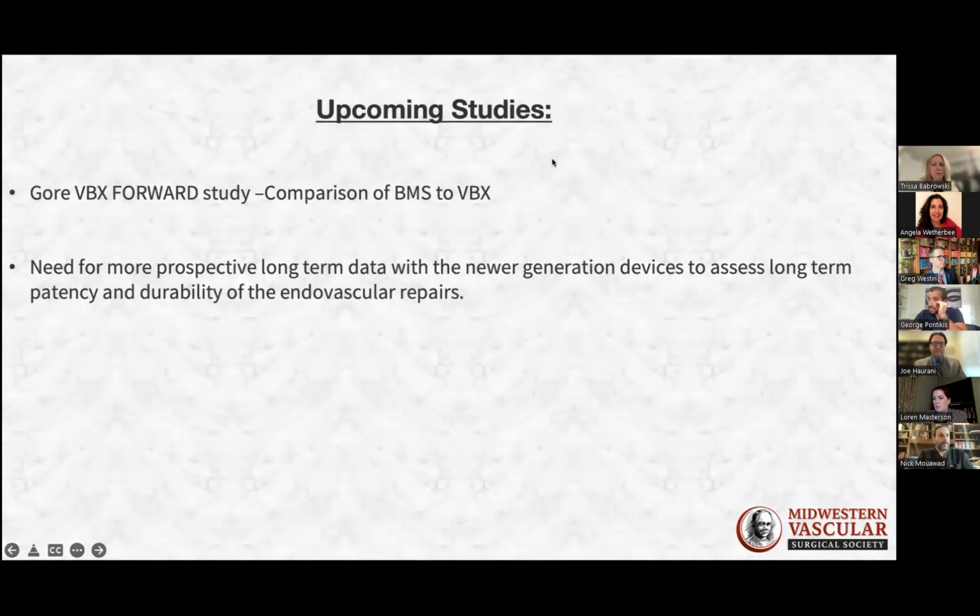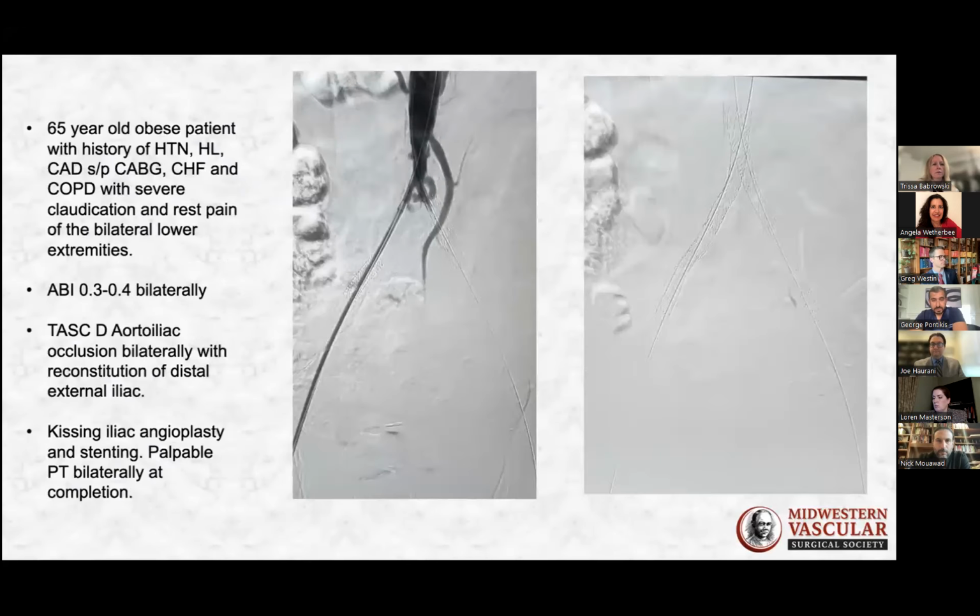There are upcoming studies. Obviously, we need more data, but the VBX FORWARD study is one that's out there, being done to compare bare metal to VBX primarily, but we clearly need more prospective long-term data. But I think it's become very clear that you get very good results with durability.